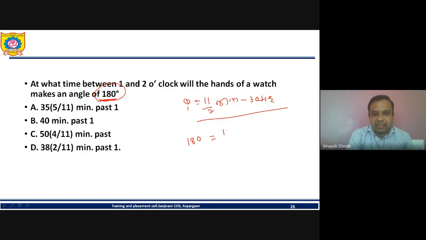So it is 11 by 2 into minutes, because at what time the 180 degree angle is made, that we need to calculate, minus 30 into hours. After 1 o'clock there will be a 180 degree angle. After 2 o'clock there will not be a 180 degree angle. So that's why I'll write here 1.